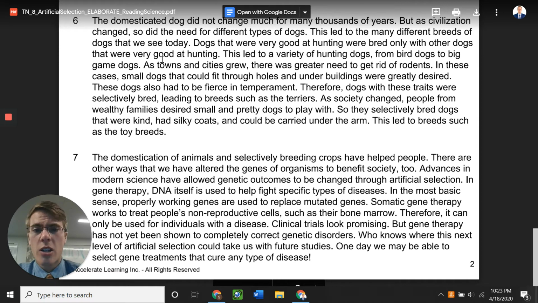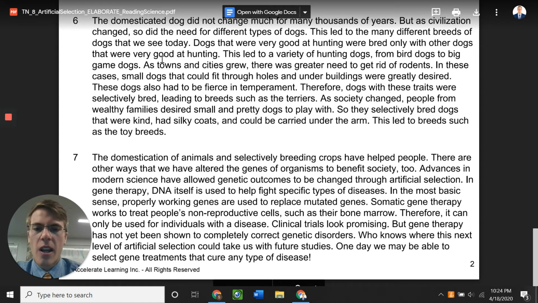As society changed, people with wealthy families desired small and pretty dogs to play with, so they selectively bred dogs that were kind and had silky coats and could be carried under the arm. This led to breeds such as toy breeds.